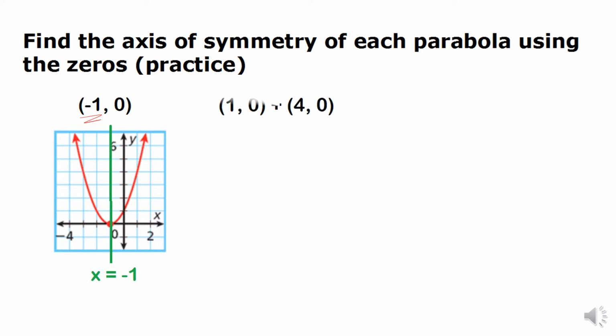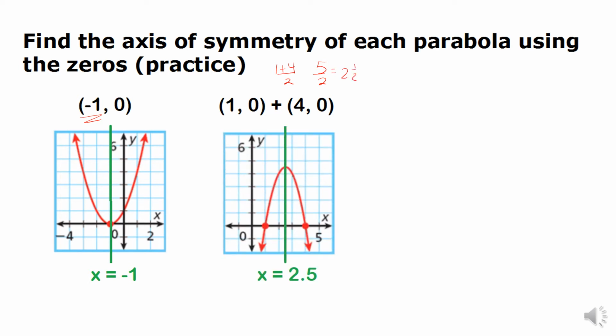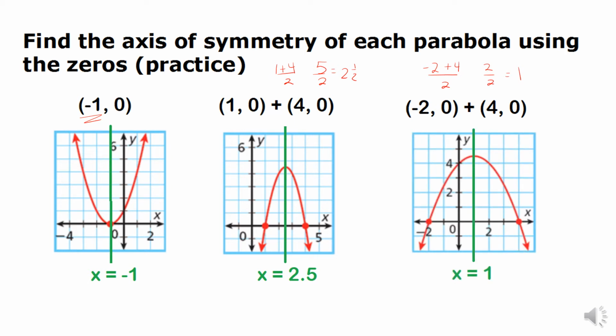Okay, now we have 2 zeros. So we're going to go 1 plus 4 divided by 2. 5 over 2 is 2.5. And that should be our axis of symmetry. And there you go. Okay? And here's another one. So we're going to go -2 plus 4. You got to watch out with your negatives. Divided by 2. That's 2 divided by 2. And we've seen this one before. And the axis of symmetry is 1. Everybody good?